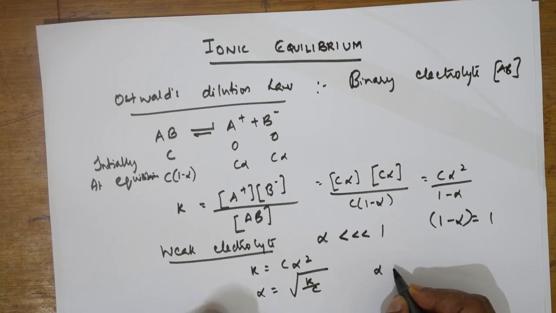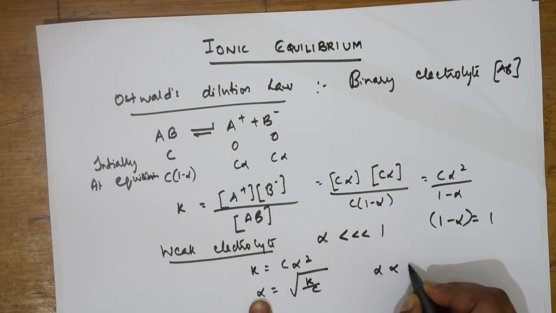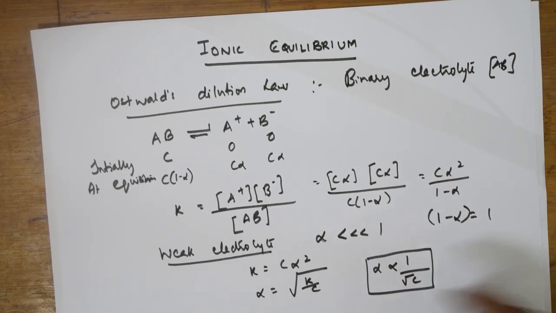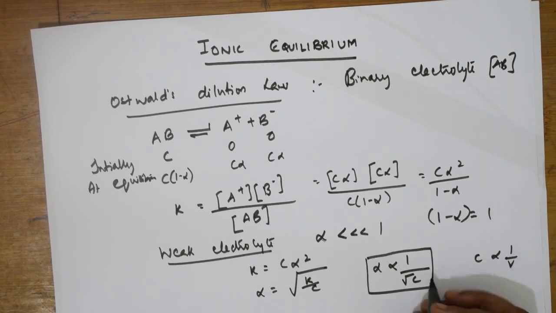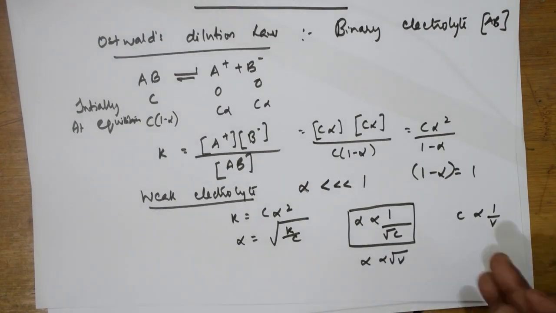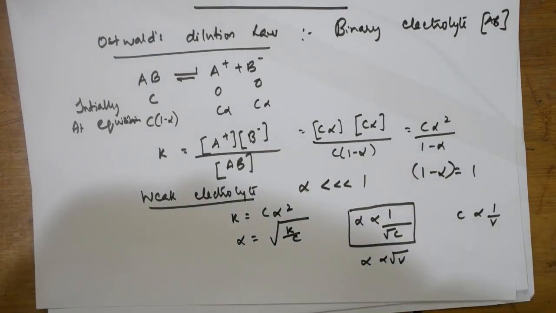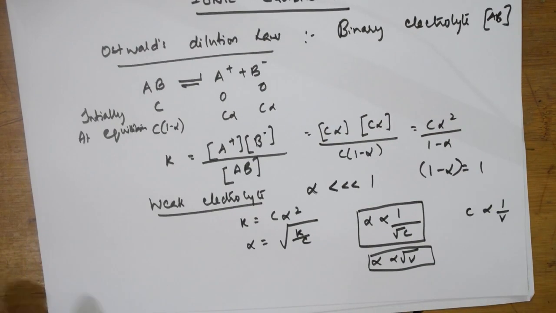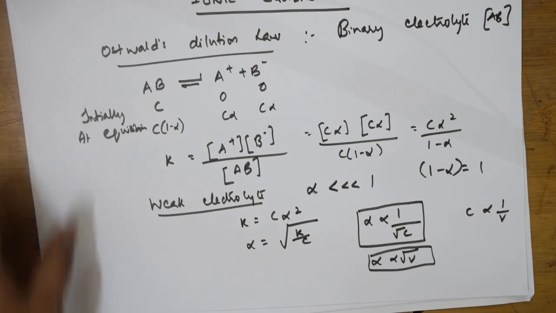So alpha is directly proportional to 1 by root C. This is one formula which we will be using in the sums. Why did I write this? Since concentration is inversely related to volume. So one more thing, alpha is directly related to root V, because concentration and volume are inversely related. So this is your Ostwald dilution law. This speaks about the degree of dissociation for the binary electrolyte as well as for a weak electrolyte. Done.